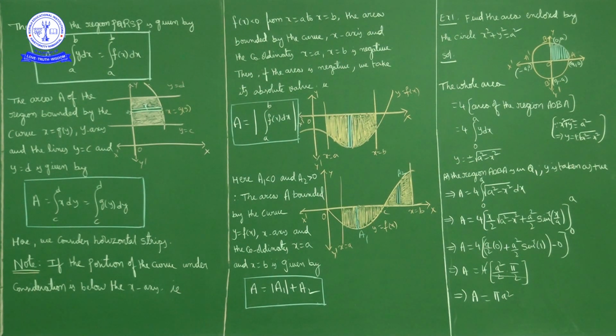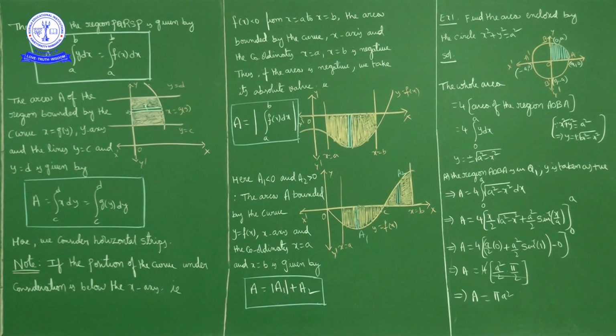First question, example 1: find the area enclosed by the circle x square plus y square is equal to a square. The area of a circle whose center is the origin and radius is a is pi a square, that formula we know. Now we will prove that. We will find the area of the circle x square plus y square is equal to a square. The curve is like this, center is 0 0 and radius is a units.